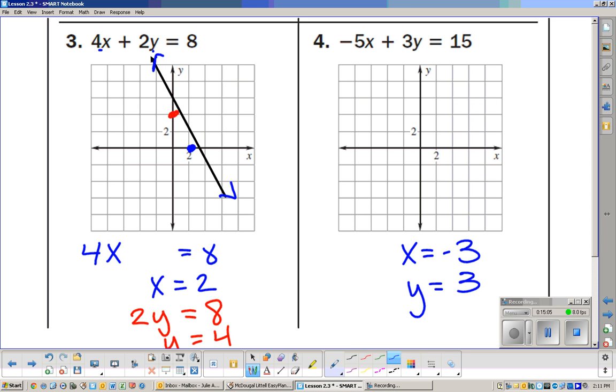X is negative 3, so remember that's on the x-axis. Y is positive 3, so remember that's on the y-axis. So get out your straight edge and draw a line through your graph, and there you go.